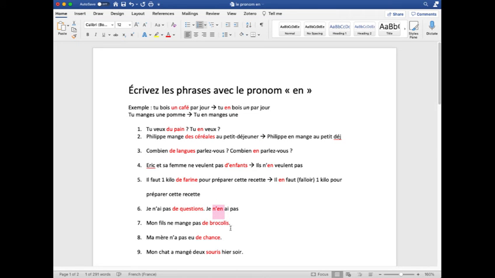Mon fils ne mange pas de brocolis. Another negation. Mon fils mange des brocolis, some broccolis. Mon fils ne mange pas de brocolis. So if I wanted to change this, it goes right there. Okay. Mon fils n'en mange pas.